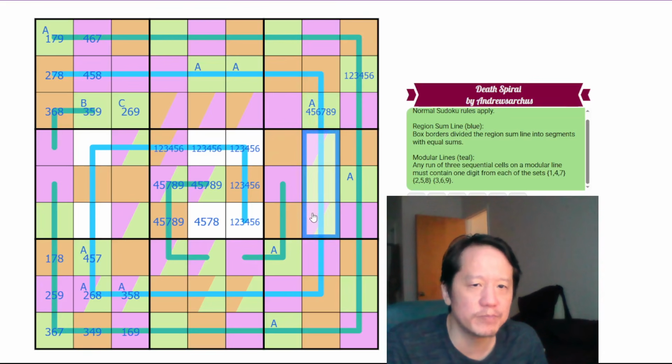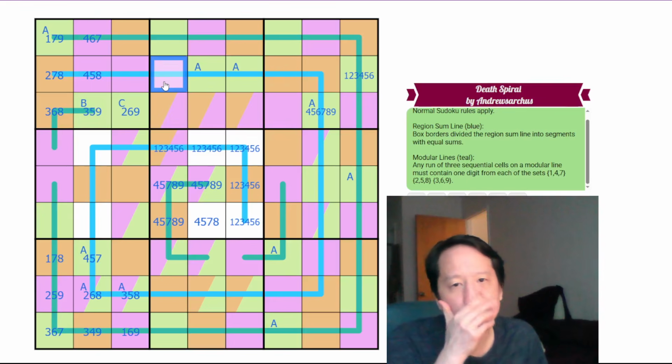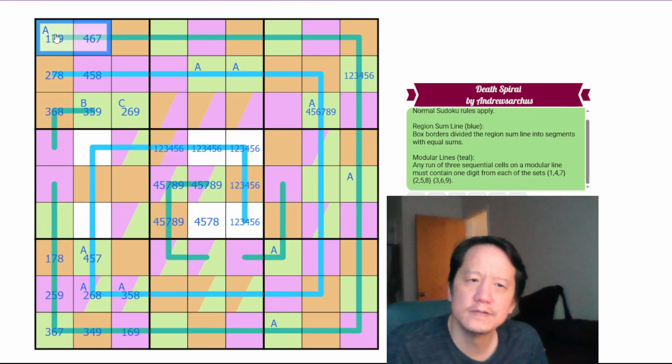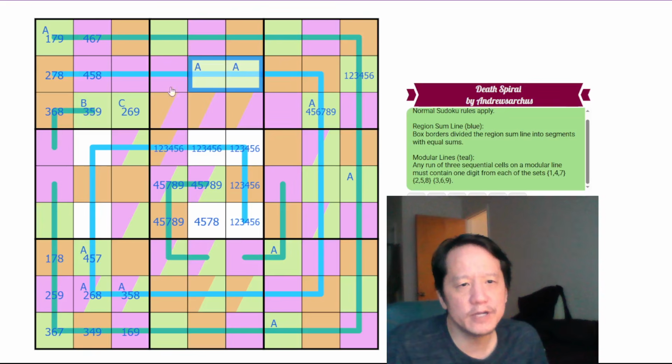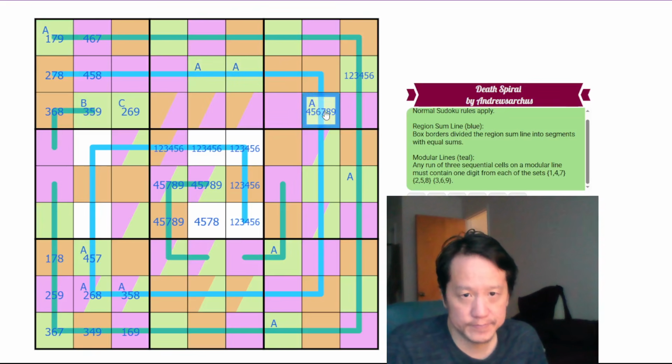So this is a different pink than this one. Well, does it really have to be? I think it does, right? What if we have three of them? We know A's here, A's here, A's here. So A is with double orange. A is with a double green and a pink.